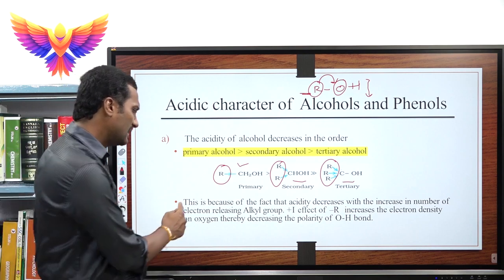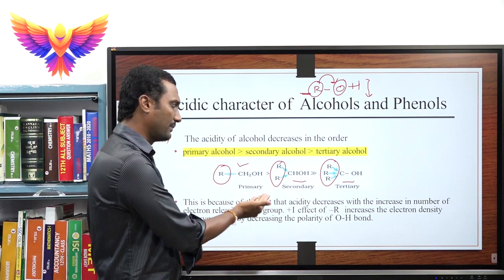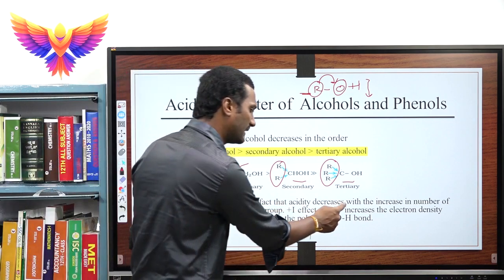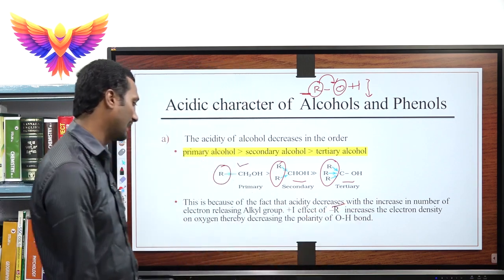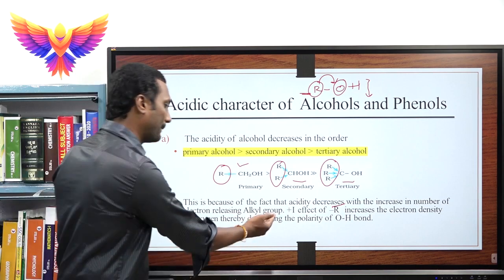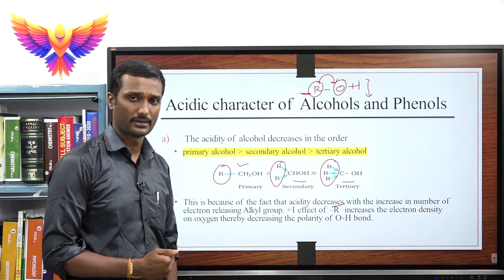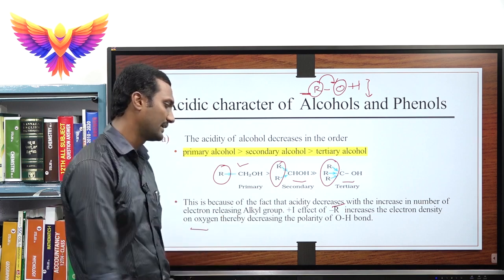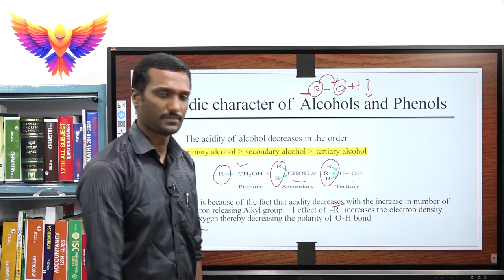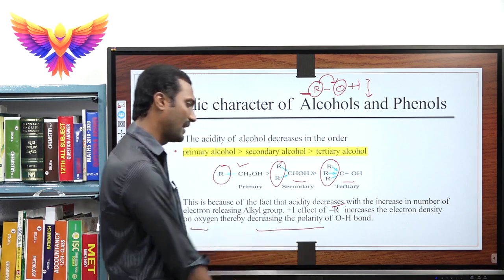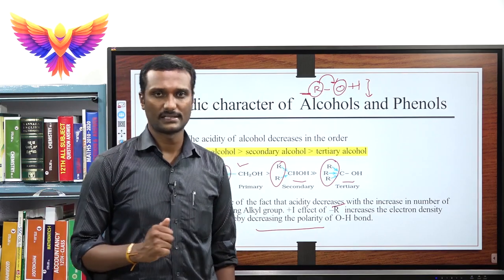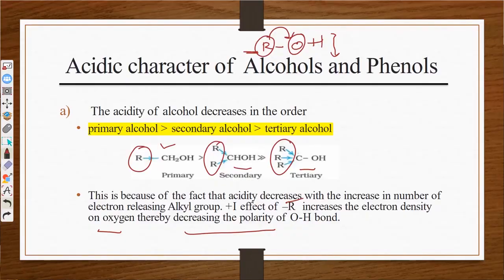So what is the fact behind this? Acidity decreases with the increase in the number of electron releasing alkyl groups. The plus I effect or minus R resonance increases the electron density on oxygen, and therefore decreases the polarity of the OH bond. When there is a decrease in the polarity of the OH bond, we can say there is a decrease in acidic nature. Very important question, students. This is the acidic nature of alcohol.